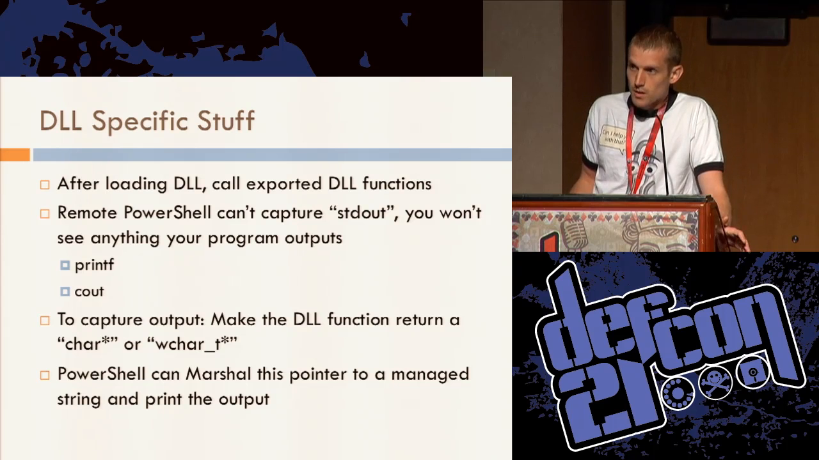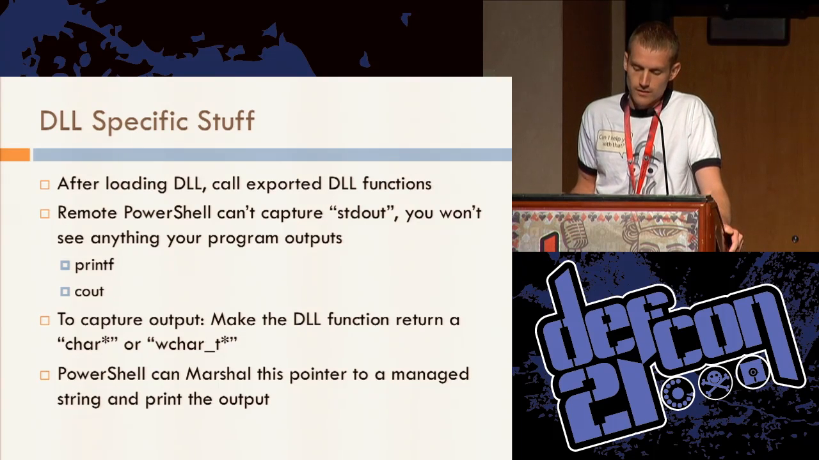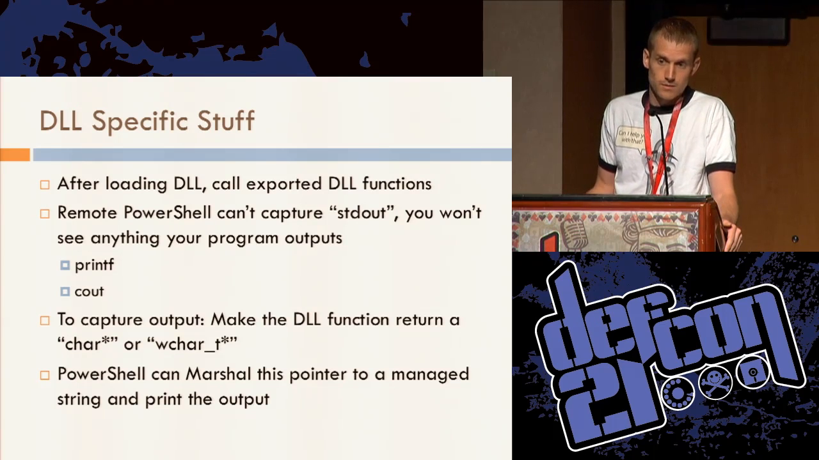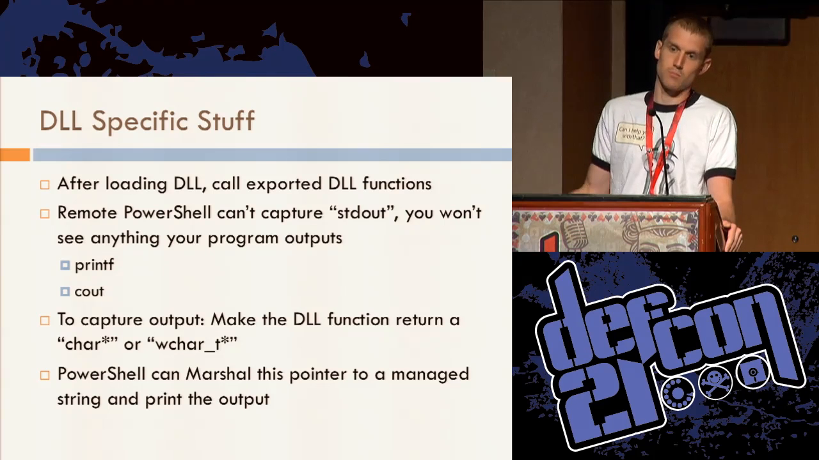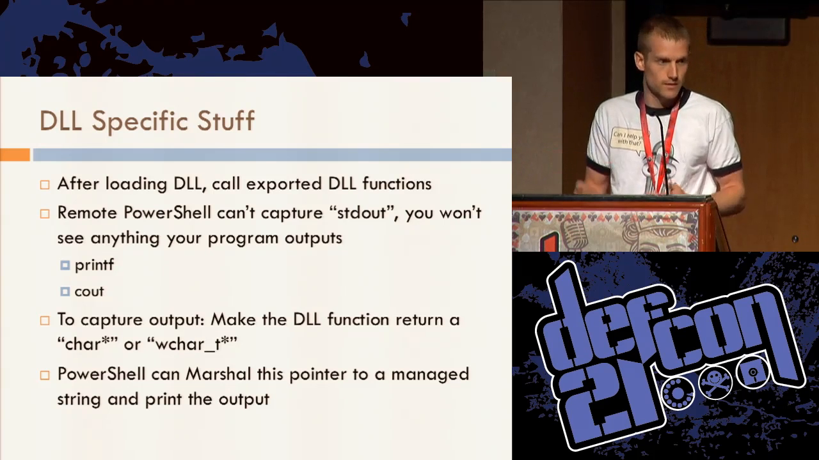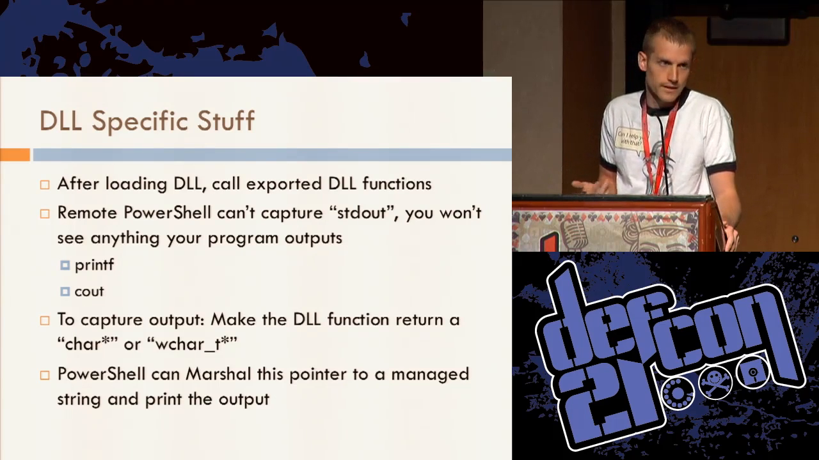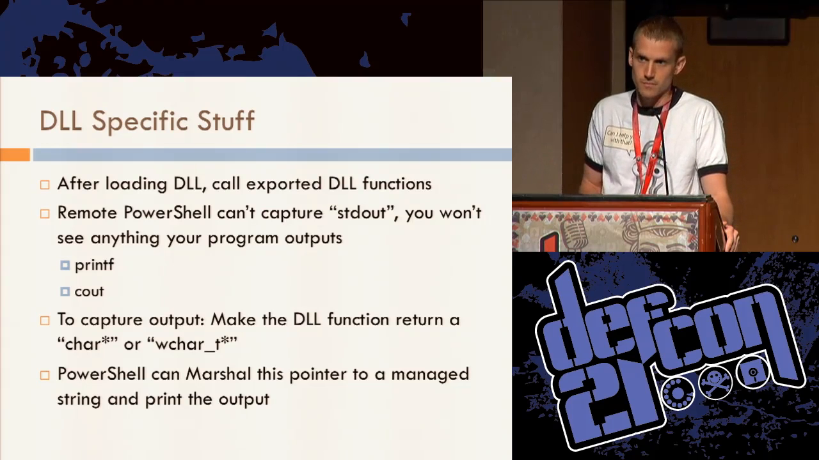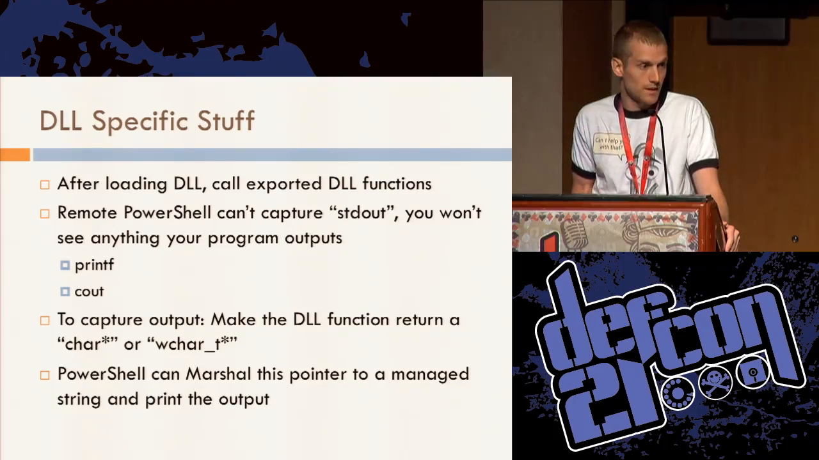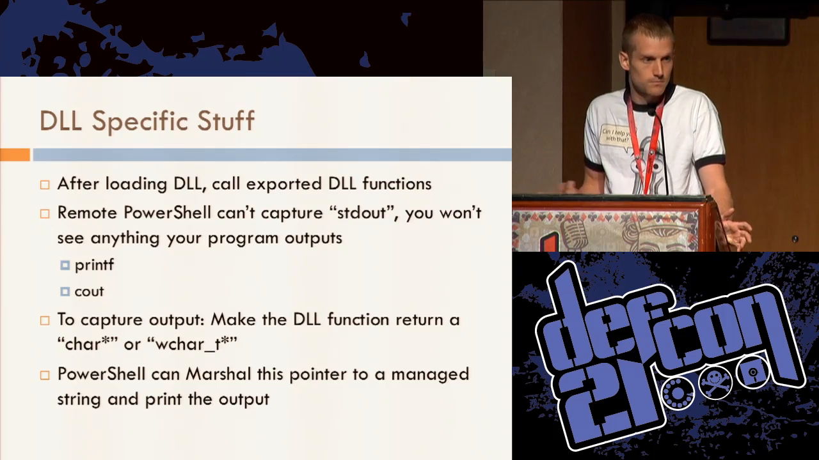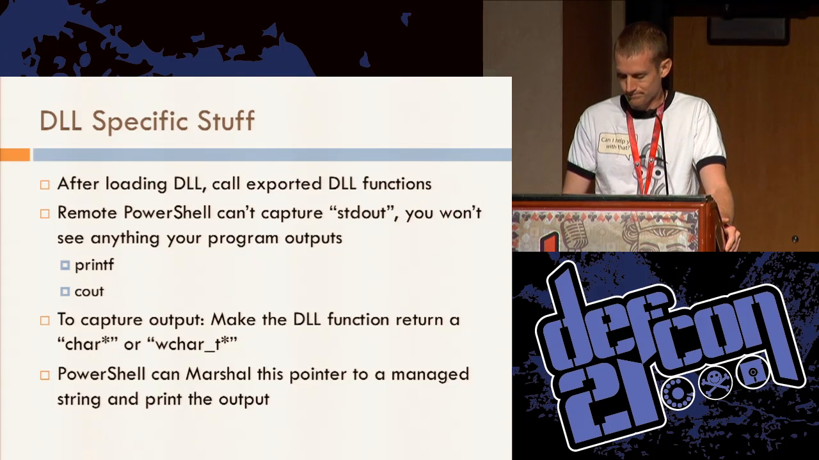So if you want to be able to see the output, what you're going to need to do is make the DLL function that you're calling return you a character array or like a wide character array, and PowerShell can then take that pointer and marshal it into managed memory, and then it can serialize that and send it back. So it's just a small change that you need to make, and on my blog I actually have a post showing how it takes about maybe 5 minutes to change Mimikatz from outputting using standard out to outputting to a string that can be retrieved by PowerShell.